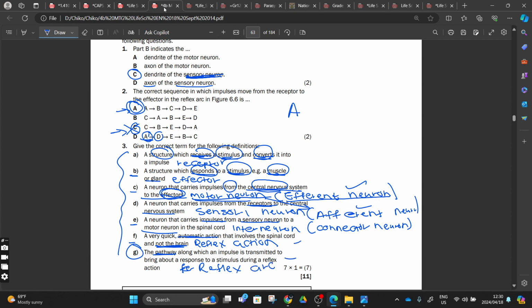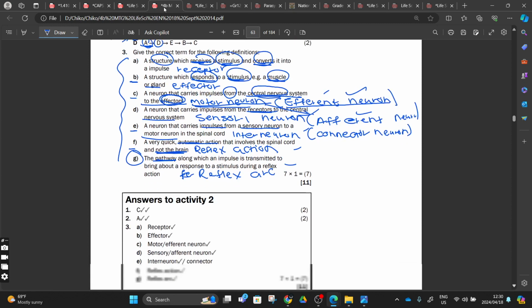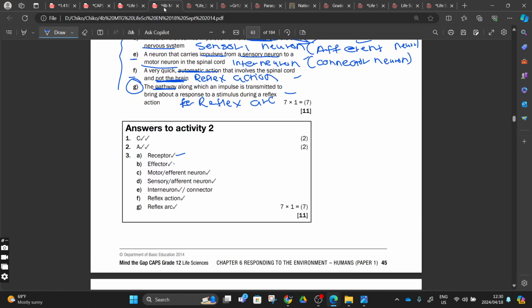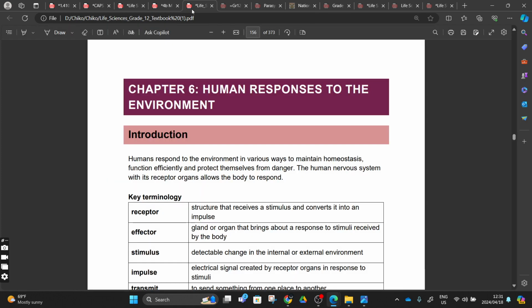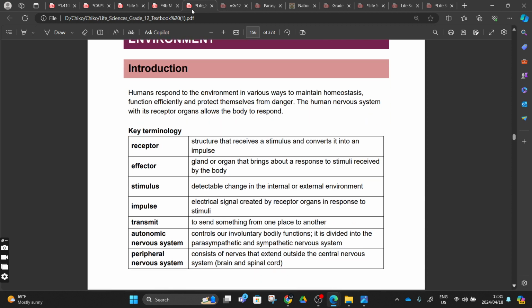So in the memorandum, we see the receptor, the effector, you see the mistake that I was making there. Connector, you also have to write connector neuron, not just connector. And then reflex action and then reflex arc. Thank you. Now we can move on to the peripheral nervous system with that knowledge of ours, right? That's the knowledge that we are taking. We are moving on, right?